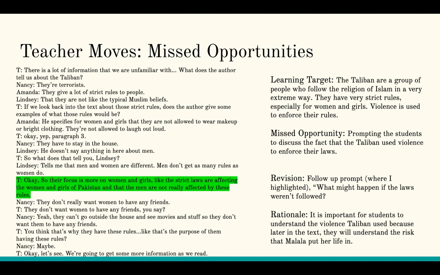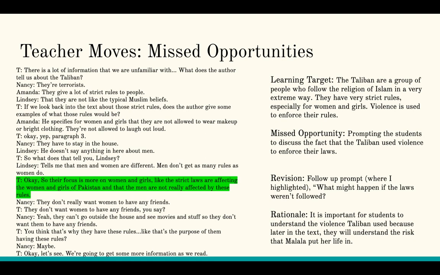And the last part of that learning target was for students to understand that the Taliban used violence. As you can see in the transcription, none of the students brought up that fact. None of them really talked about the violence, which was clearly stated in the text. They didn't go into a ton of detail about the violence, but the author made it a point for the reader to understand that they were using violence to enforce their rules.